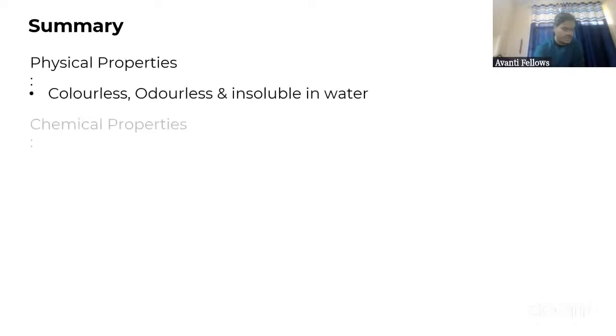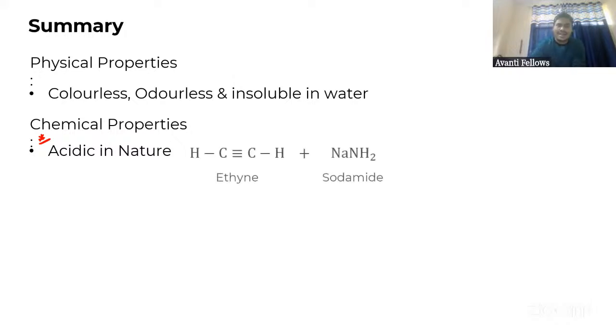Okay, now in physical properties, we study important things like they are colorless, odorless, and insoluble in water. The starting 2 to 4 members are gaseous, then liquid, and the rest are solid in nature. In chemical properties, the most important point is the acidic nature of alkyne. Alkynes are very acidic in nature. Why? Due to the presence of alpha hydrogen. So due to this alpha hydrogen, they behave as very good acids. So this is about the ethine.